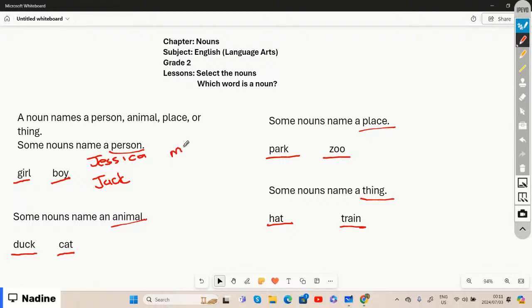Mom is the name of a person. Dad, cousin, grandma, even grandpa, uncle, right? These are all names of people.